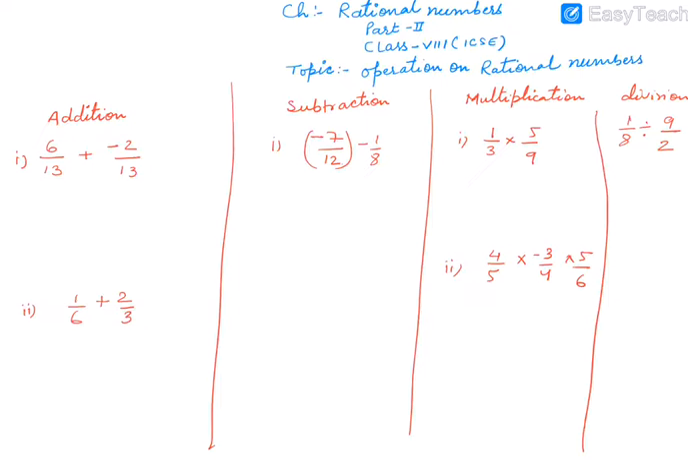So today we will discuss a new topic from the same chapter, rational numbers, and this is part 2. The previous video was part 1. Today we'll discuss two things: operations on rational numbers and some important properties of rational numbers.